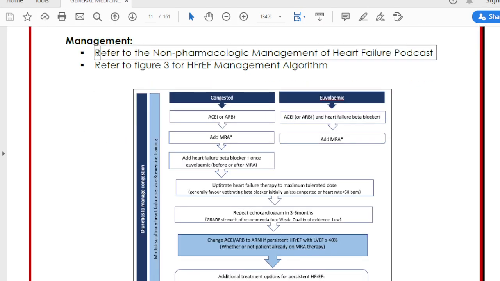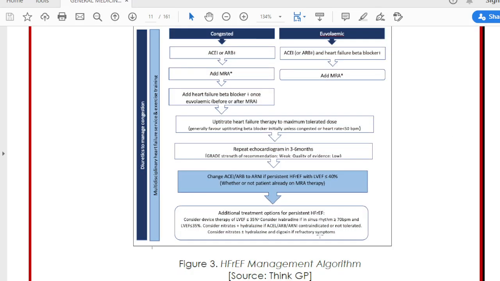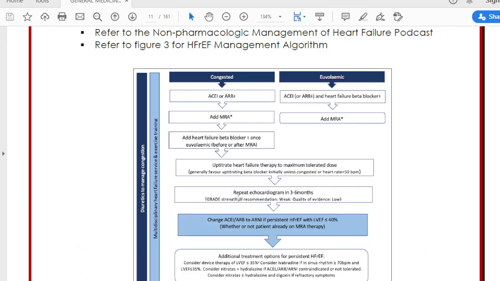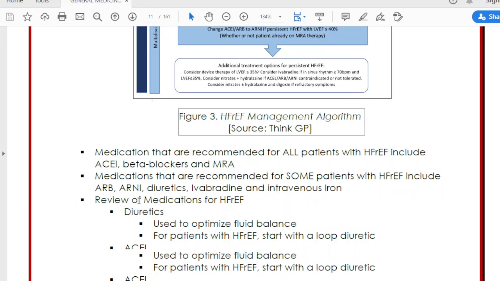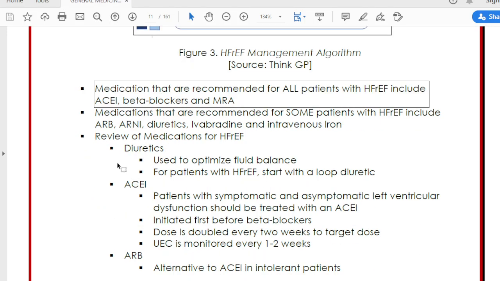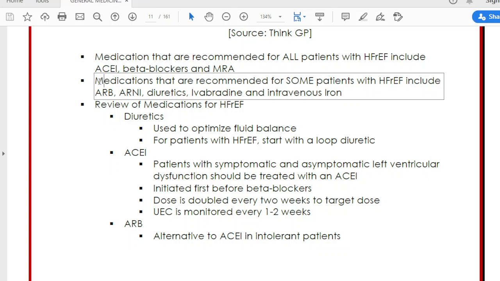Management. Refer to the Non-Pharmacologic Management of Heart Failure podcast. Refer to Figure 3 for the HFrEF management algorithm. Figure 3. HFrEF management algorithm, source: Think GP. Medications that are recommended for all patients with HFrEF include ACEI, beta blockers, and MRA. Medications that are recommended for some patients with HFrEF include ARB, ARNI, diuretics, ivabradine and intravenous iron.